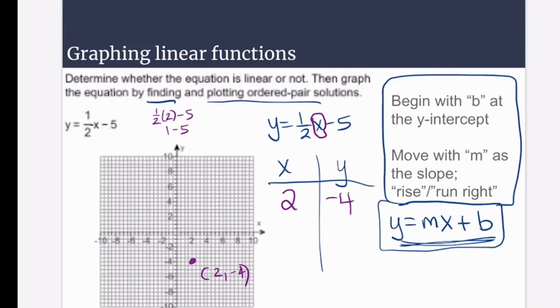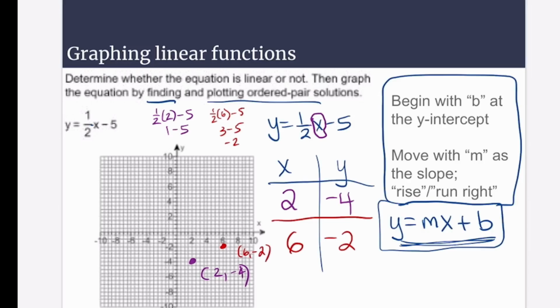Then I could choose another value. I can choose anything I want. I'm going to choose a multiple of 2. So let's say I go to 6. Why not? So 1/2 of 6 minus 5. Half of 6 is 3. 3 minus 5 is -2. So I go to 6, -2, and there's that point.